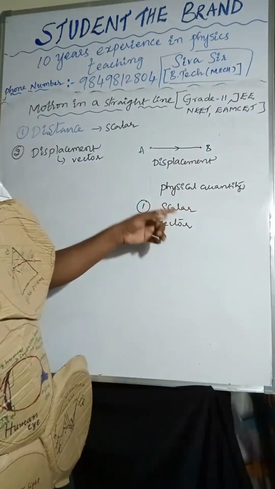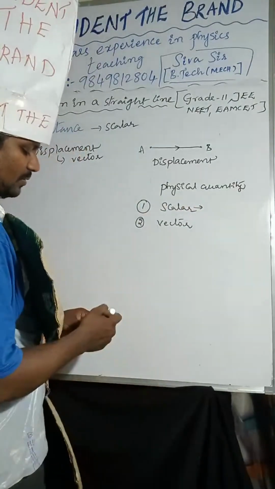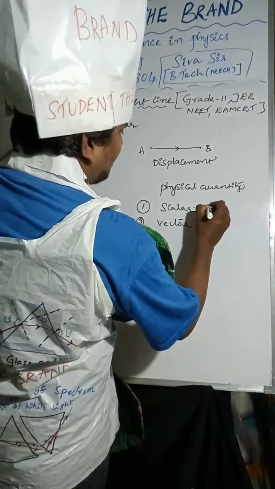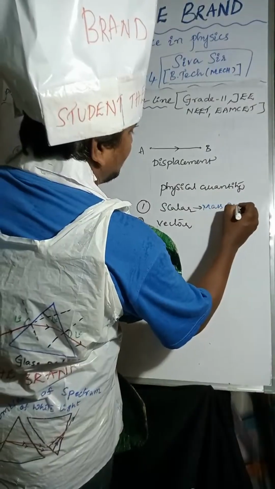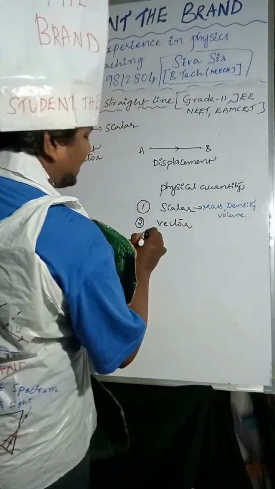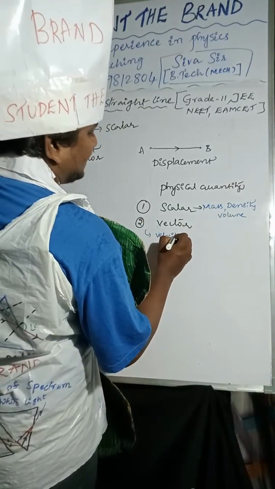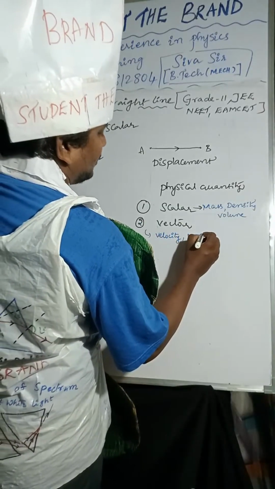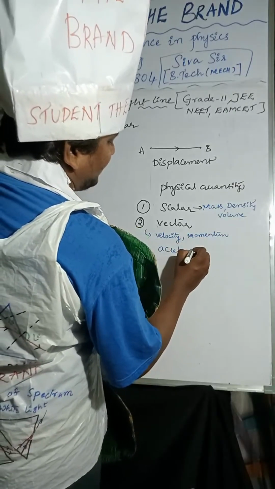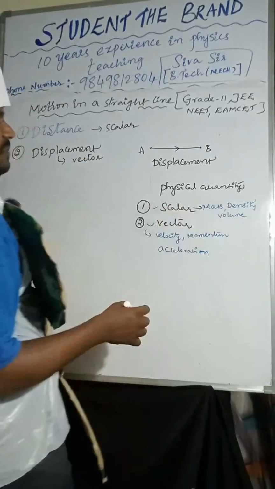For scalar, examples are mass, density, and volume. Coming to vector, examples are velocity, momentum, and acceleration. All this we can take for vector. So scalar is only mass, density, like this.